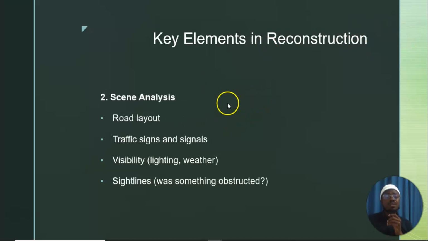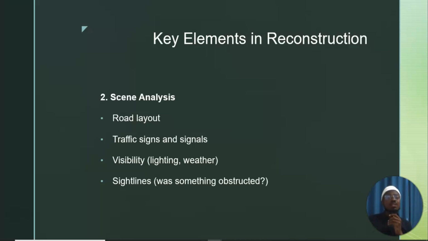We have the scene analysis. We have to analyze the layout of the road, and also understand the traffic signs and signals and the role they play in that crash. Also the visibility, that is the lighting and the weather. Is the lighting visible enough, or is the weather condition also a factor that needs to be looked into?